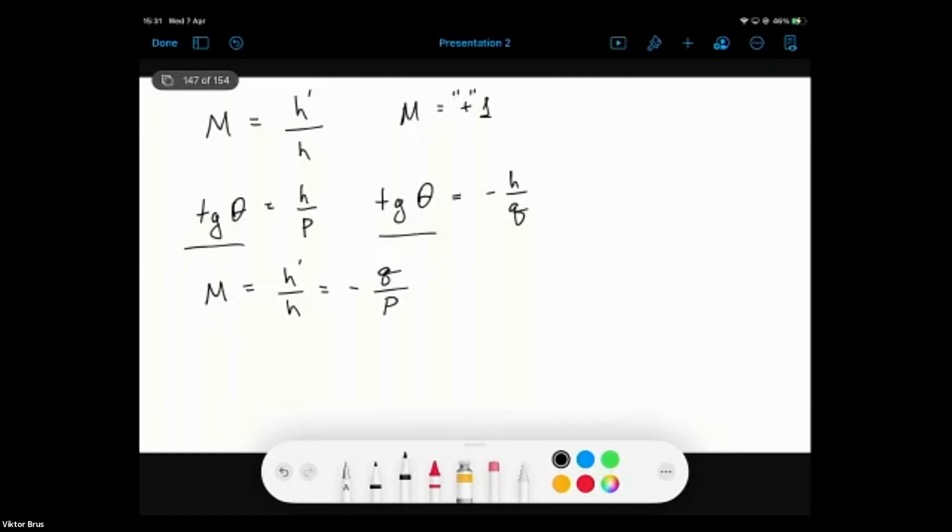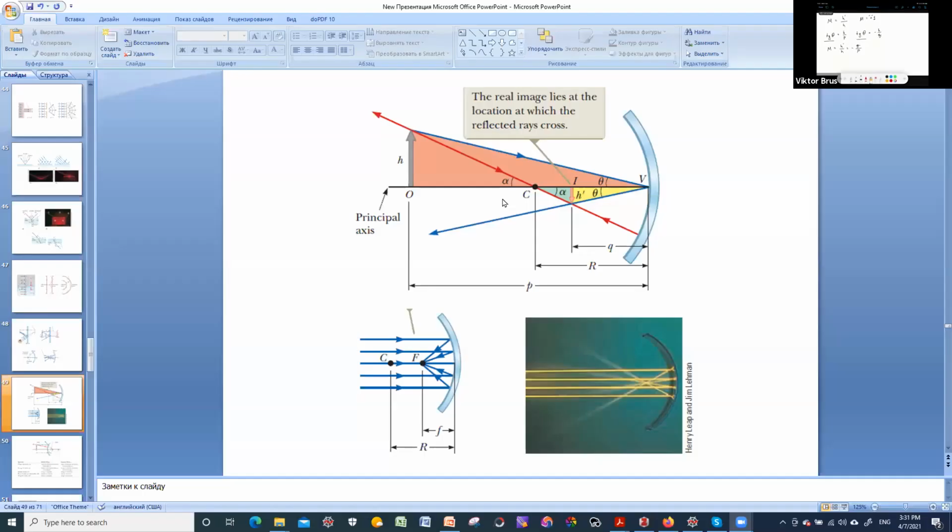Let me share this screen again. Another option which we can go for is to consider these two triangles, yellow and green.